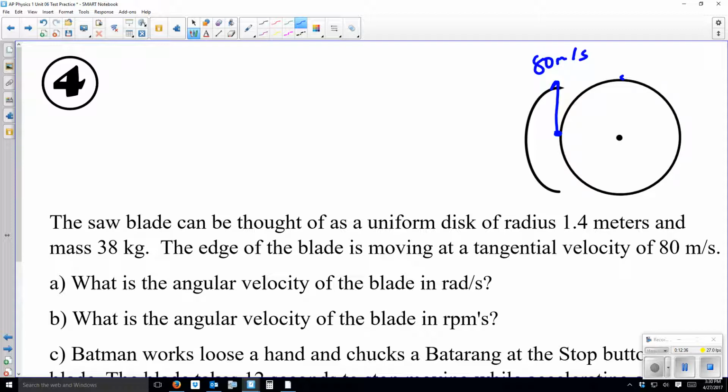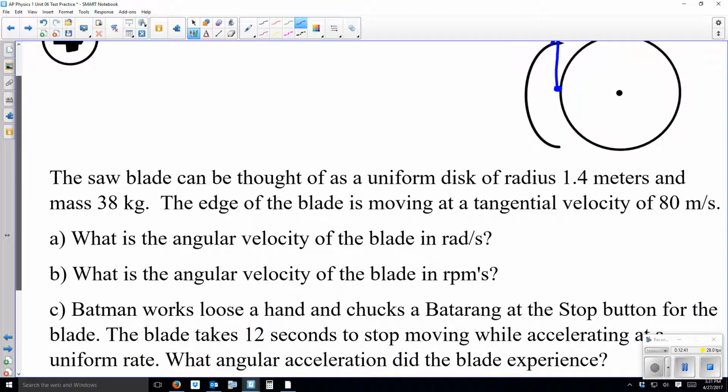We can actually convert angular velocity and tangential velocity. So the tangential velocity is equal to the angular velocity times r. And that actually puts it in radians per second. So my tangential velocity was 80 meters per second, ω, the radius it says is 1.4 meters. So if you take 80 divided by 1.4, that should end up getting you 57 radians per second.